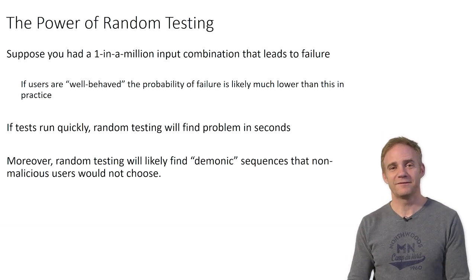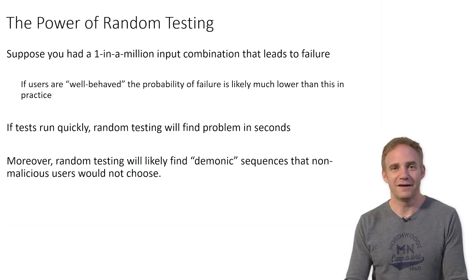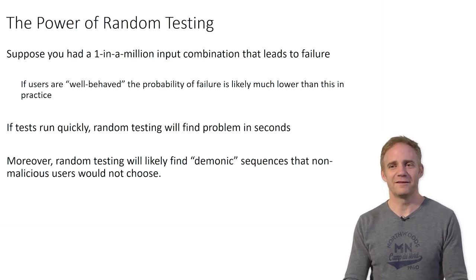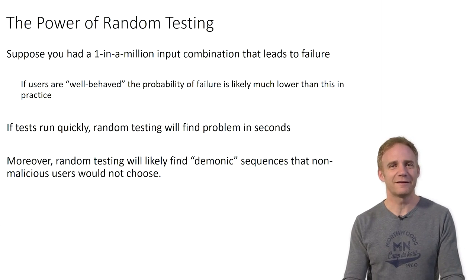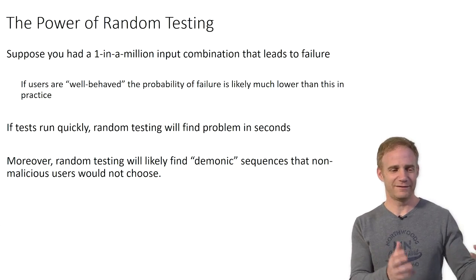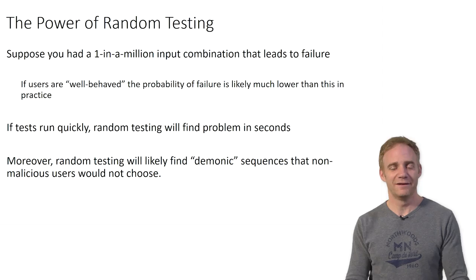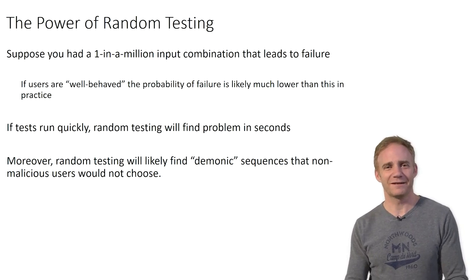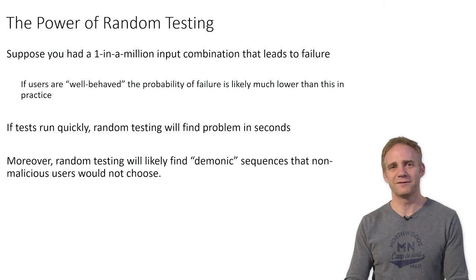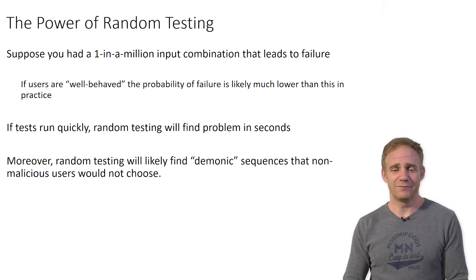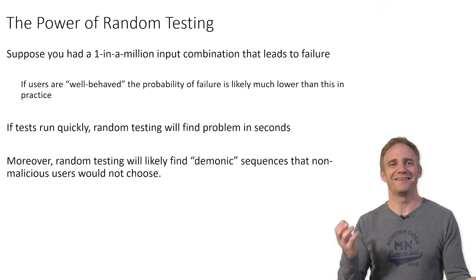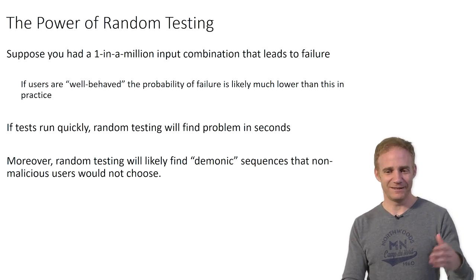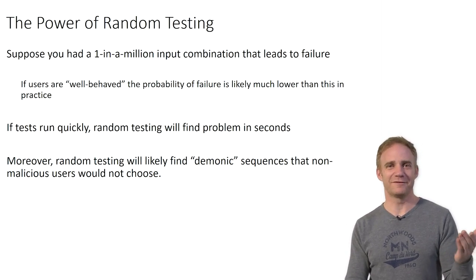And moreover, random testing will find these demonic sequences that non-malicious users would likely not choose. So when you're testing your program systematically, the problem that you tend to have as a tester is you think like a good user. You tend to write test inputs that correspond to common cases in the program. But when we're looking for things like security bugs, what we really want to do is act like bad users, like malicious hackers or other people that are trying to break the system. And random testing plays it fair. It acts like a good user part of the time and a bad user part of the time. But it always tends to find unusual sequences of inputs that cause problems.